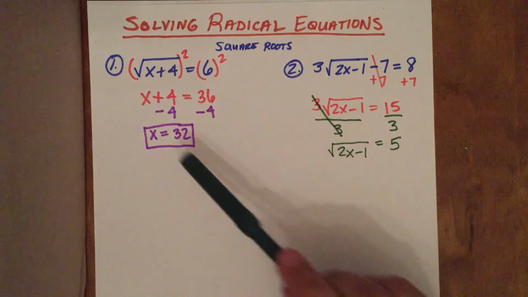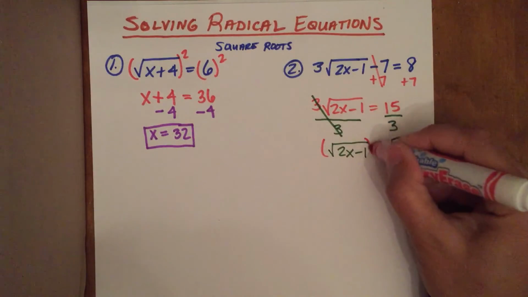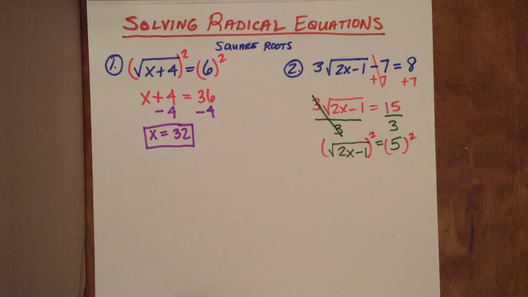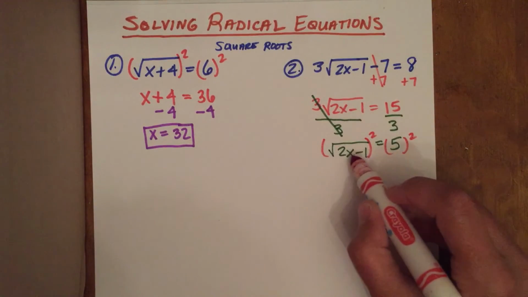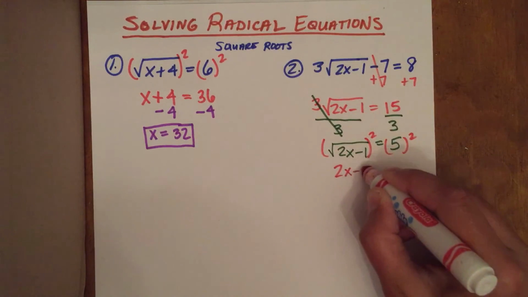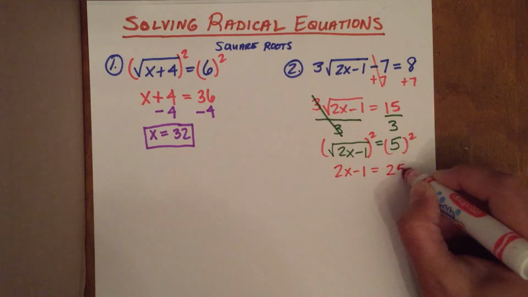Now I'm ready to do the same operation I did in the first example. I'm going to square both sides. Because I have a square root, the inverse operation would be to square it. So the square root of 2x minus 1, squared, would simply be 2x minus 1. And 5 squared is 25.